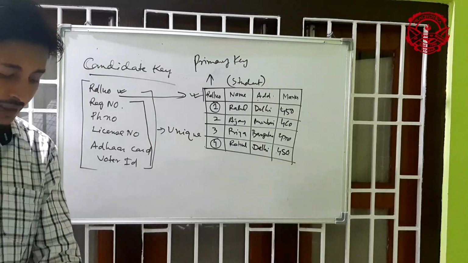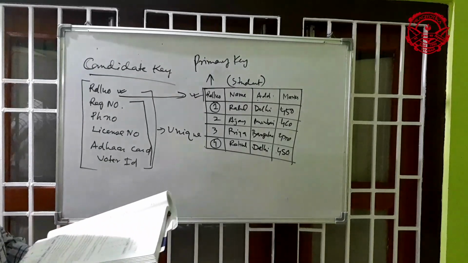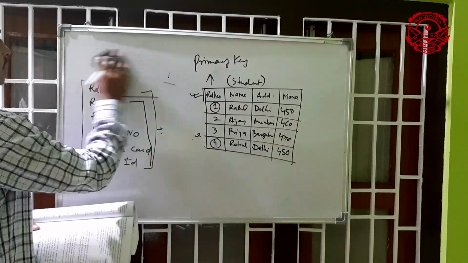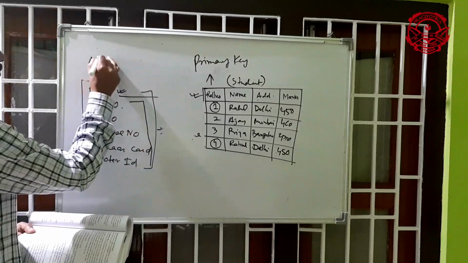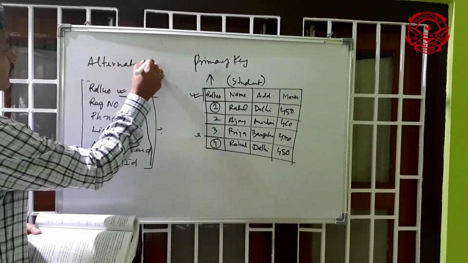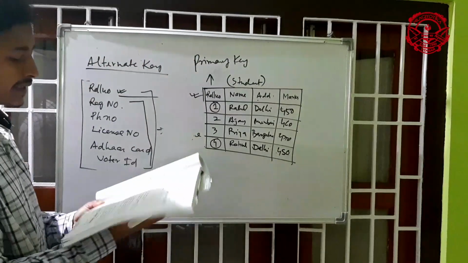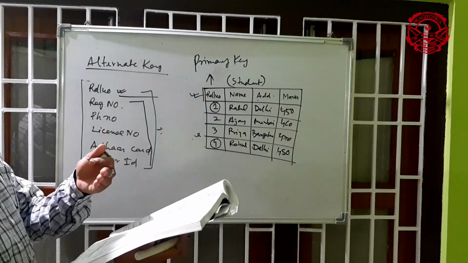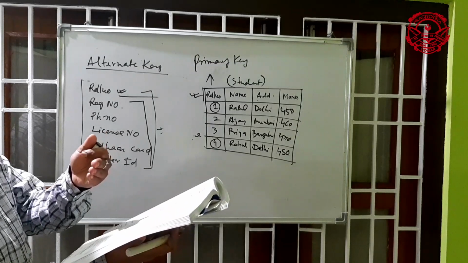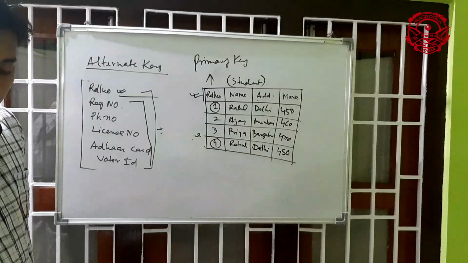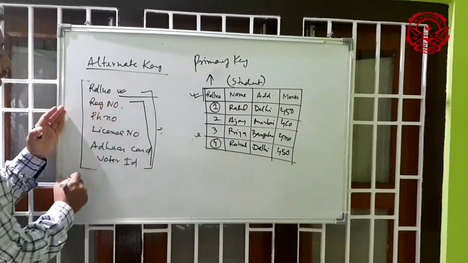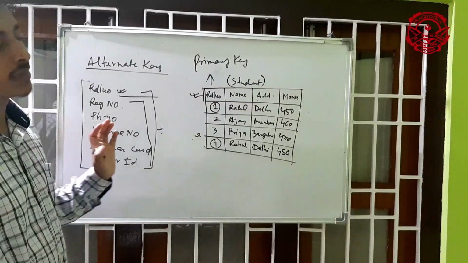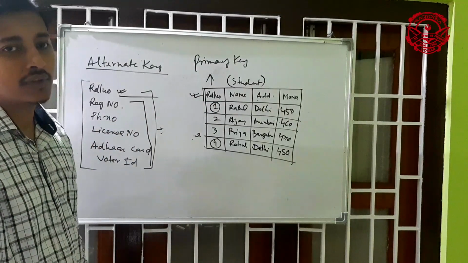Now see, next thing is alternate key. So alternate key means what? In the book you can see here, a candidate key of a table which is not made its primary key is called its alternate key. Means what? All the other keys which are not the primary key in this table are called the alternate keys of the table.